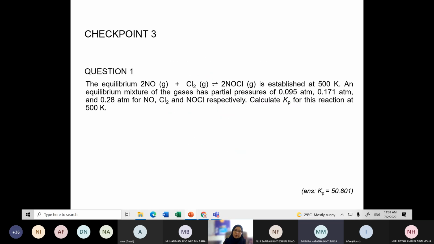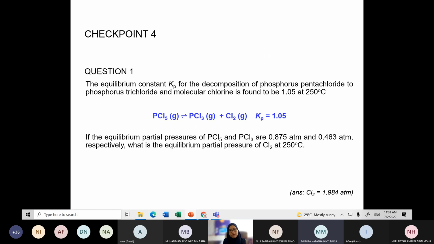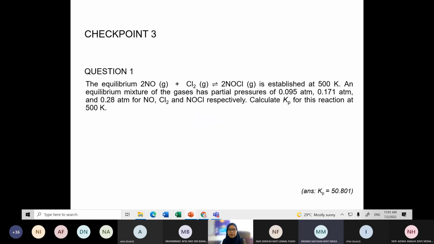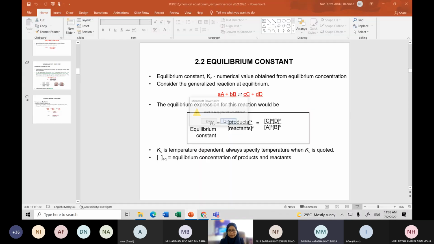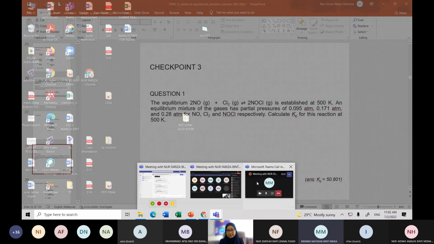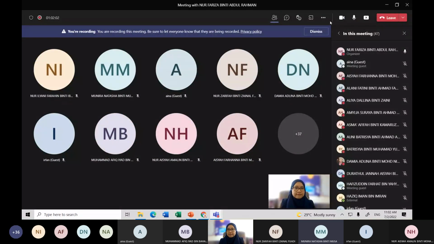So try out checkpoint 3. Do we have other checkpoint? Do we have checkpoint 4? Yes, okay, 2 checkpoints. Guys, please complete these 2 checkpoints first, and we will discuss it after this. I give you maybe 5 minutes to complete these 2 checkpoints. Go through it first and then try to solve it.